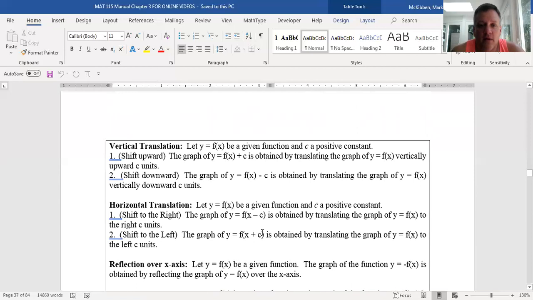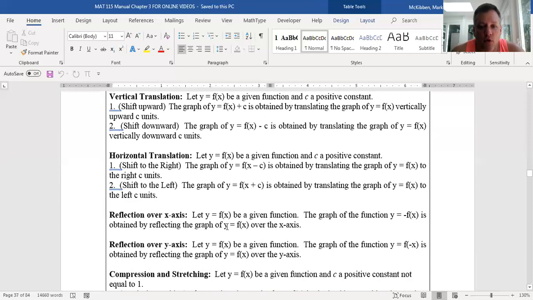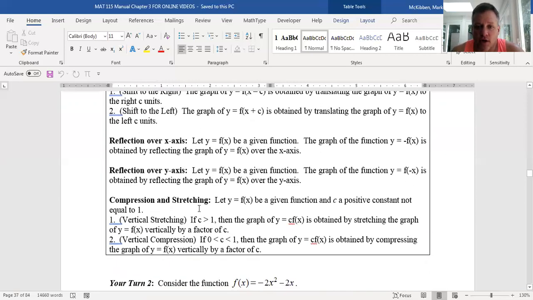Here, all I did was I summarize all of the results. So vertical and horizontal translation, reflections, and compressions and stretchings, right? So it's all kind of in one place for you.